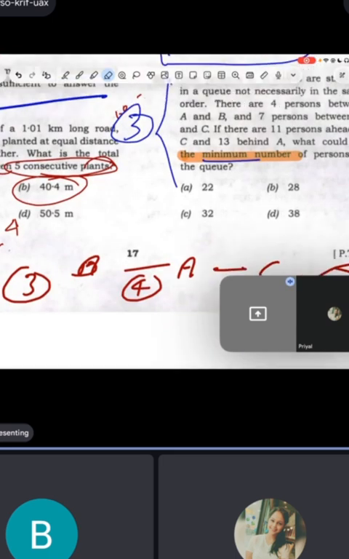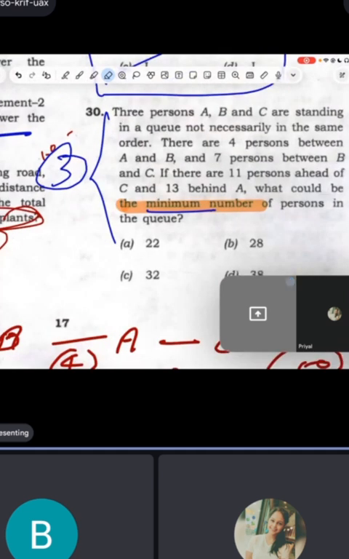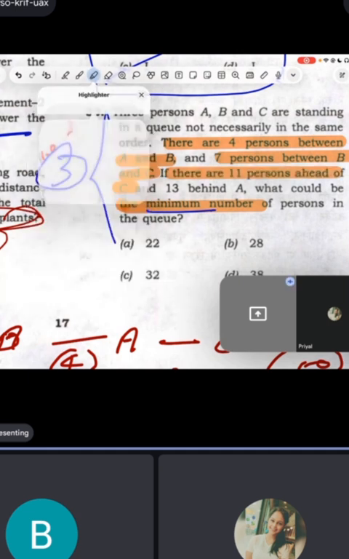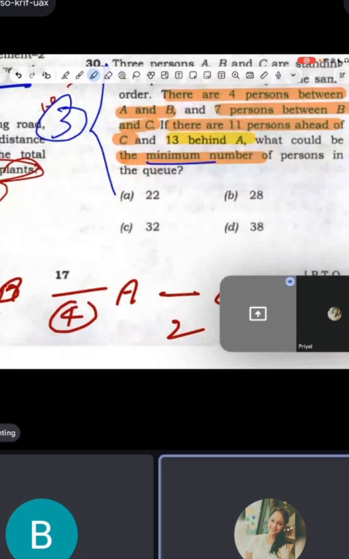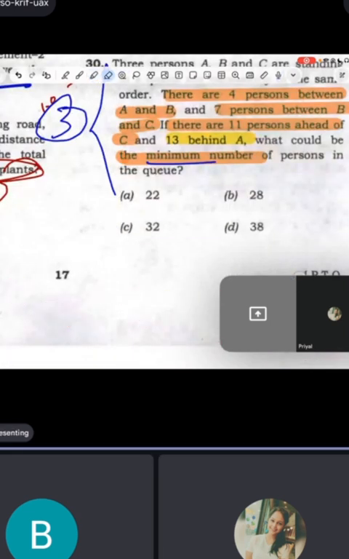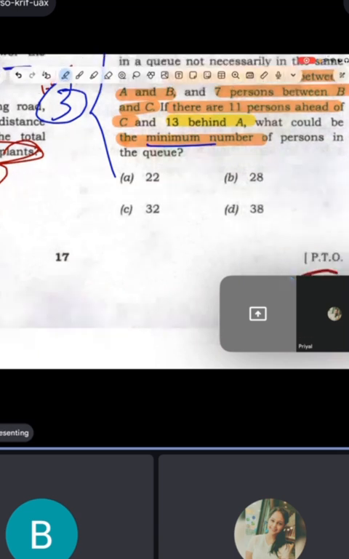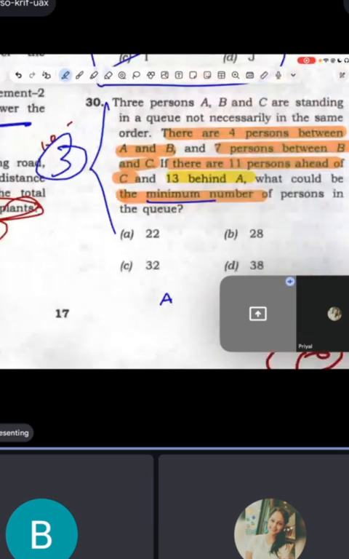So now let's understand which is the extreme value. Guys, if you read the question carefully, you will get that there are 4% between A and B, 7% between B and C, 11% ahead of C, and 13% behind A. Here is the catch. I will start from A. Suppose A is in the middle. Then there are 4% between A and B.